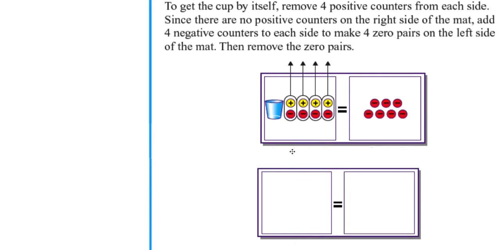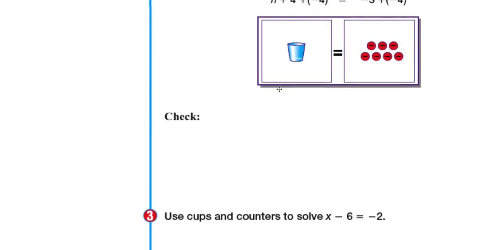Now this becomes H plus 4 plus negative 4, because we added 4 negative counters, and this becomes negative 3 plus negative 4. We've isolated our cup, and negative 3 plus negative 4 gives us negative 7. So H is equal to negative 7. Checking our solution, we simply substitute H with negative 7.